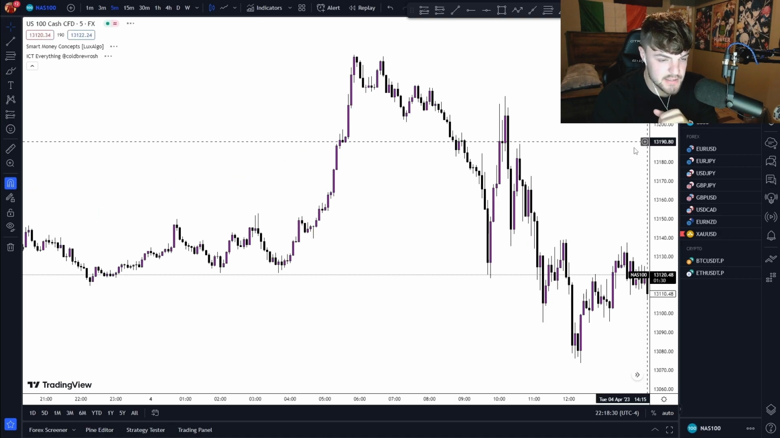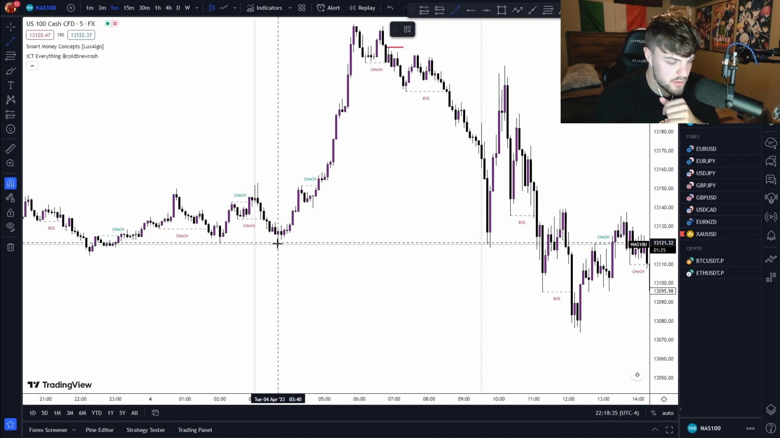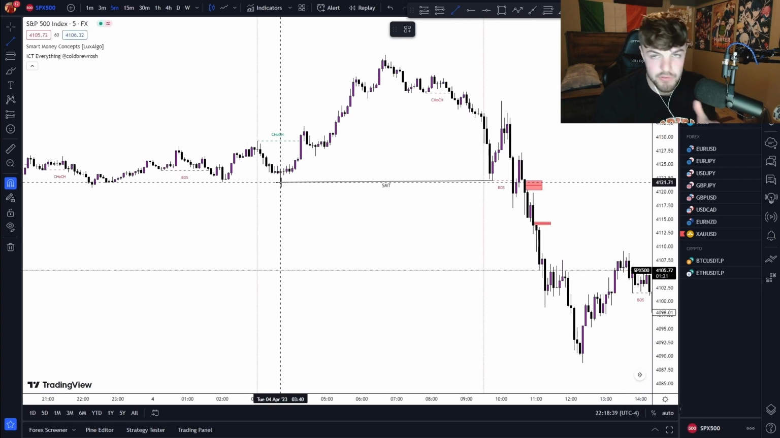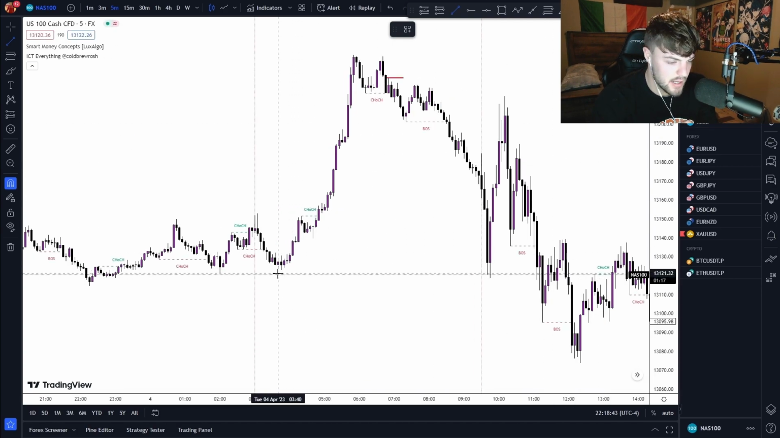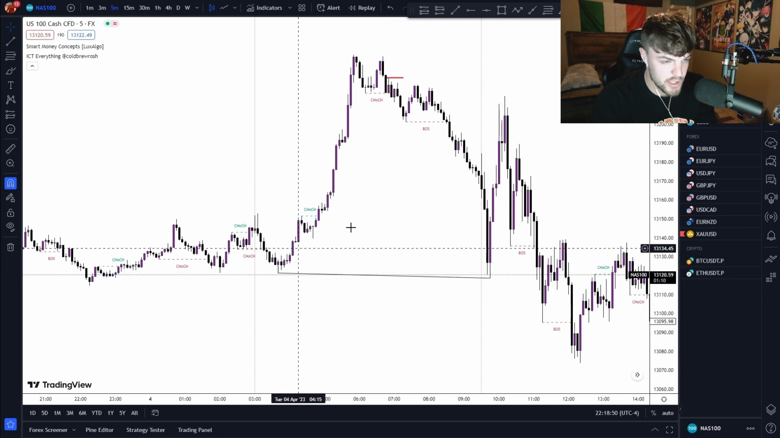Now, if I go to NAS, you see that very same low. I'll show you, 3:40 a.m. You have a low, and on the SPX, 3:40, exact same time, we have that same low I marked out. I have a low right there, and I actually have a lower low. As you can see, it sweeps liquidity.